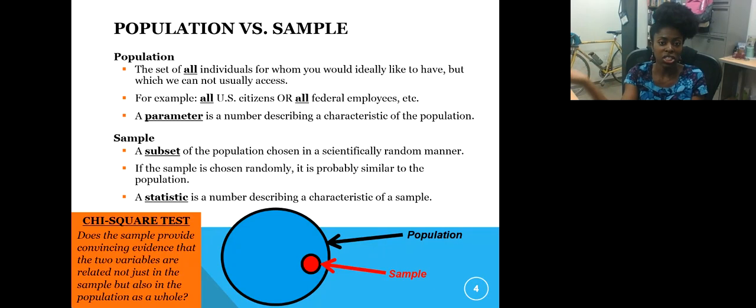It might be all college educated people, right? But that is the population. We're not just going to say all people if we don't mean all people and then collect data for only high school dropouts.